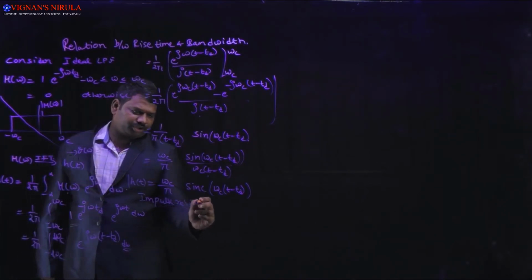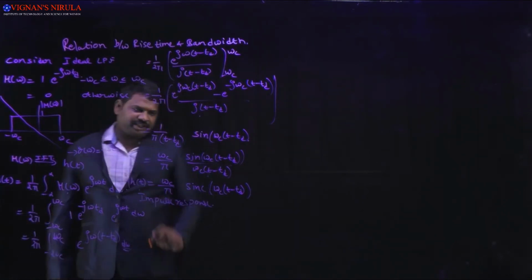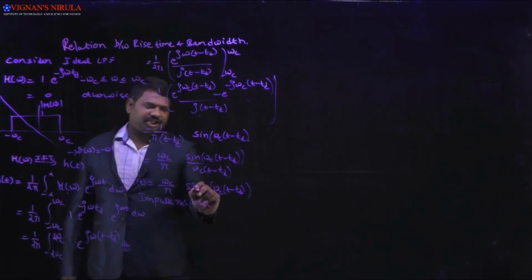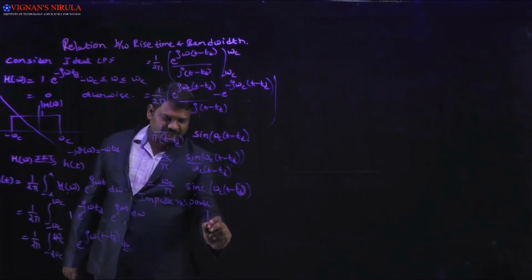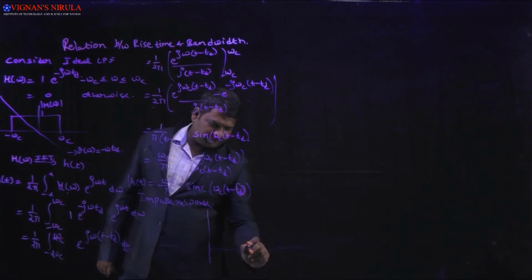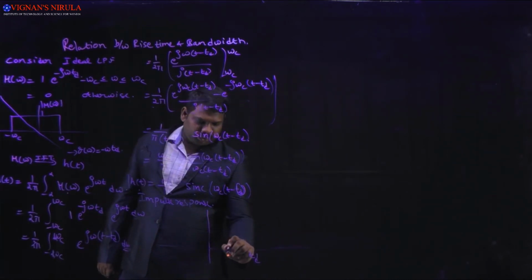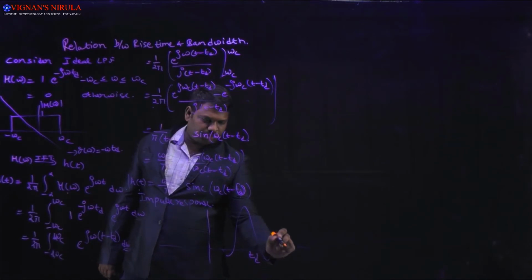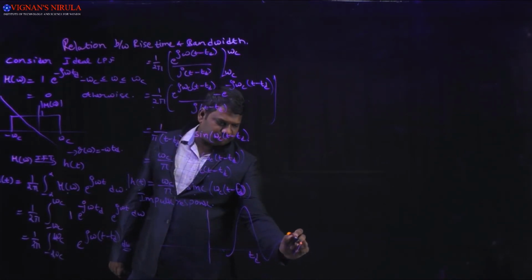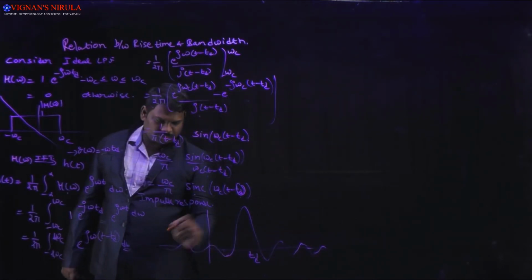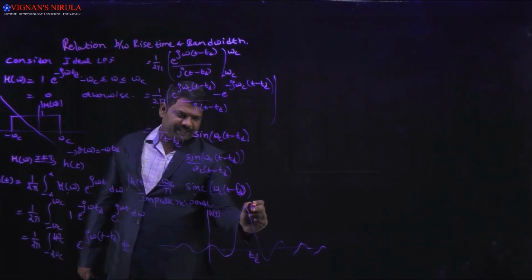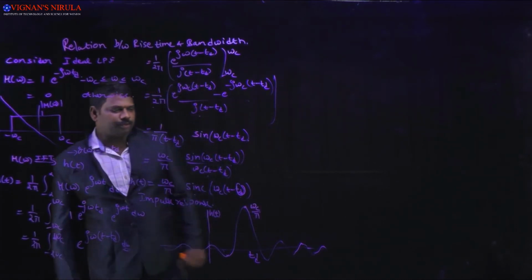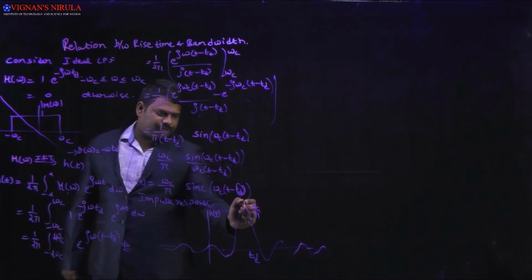When we draw this impulse response, we'll observe that h of t is the shifted version of the sinc function by t_d units. Therefore, the graph of this particular sinc function will appear like this. At t equal to t_d it will have the maximum value, then slowly it forms the sinc function like this. This is our h of t, with the maximum value here of omega c by pi at t equal to t_d.